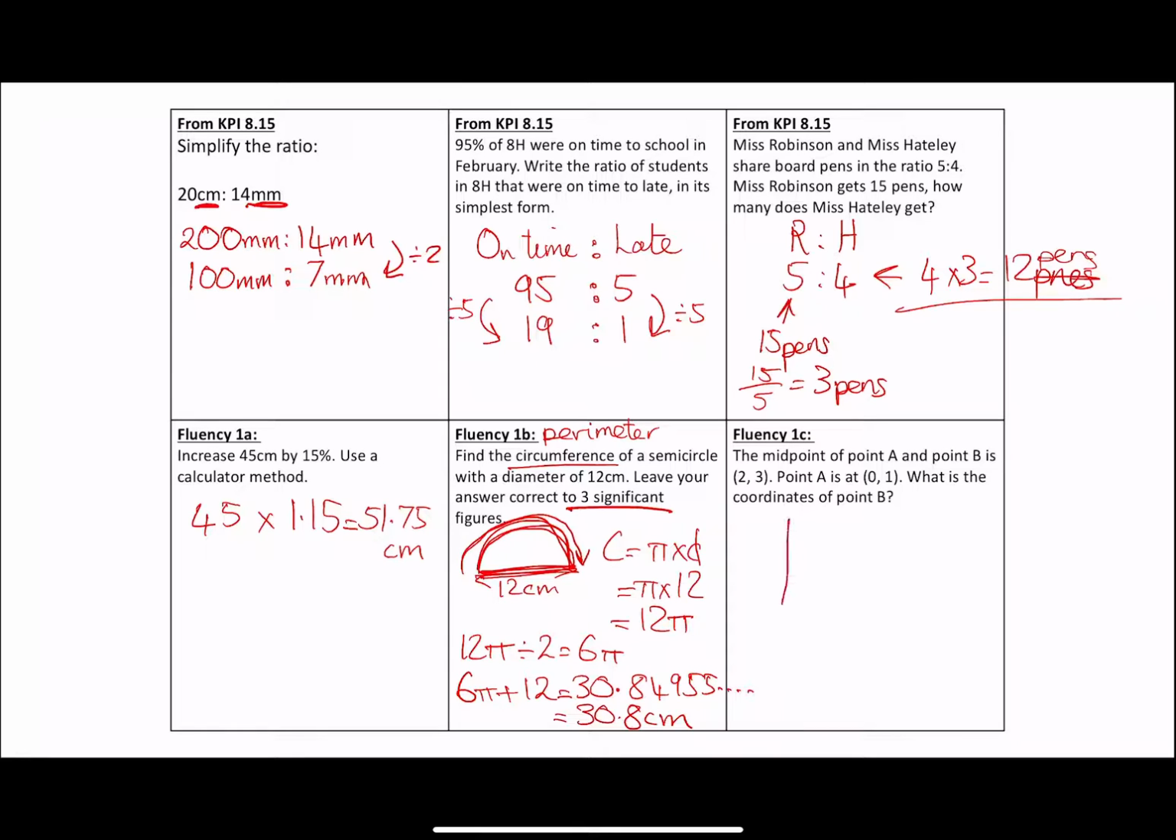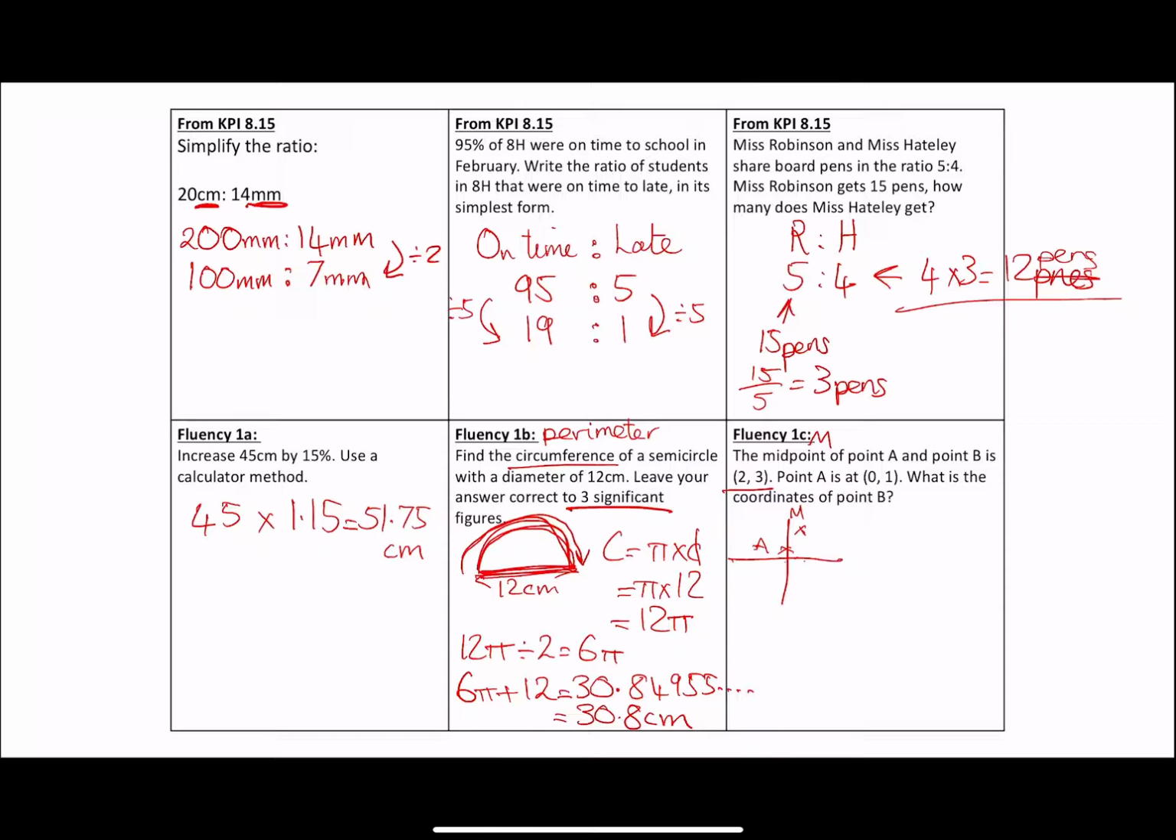Again, I would actually draw a little diagram here to help you visualize it. Sorry. The midpoint of point A and point B is at 2, 3. Point A is at 0, 1. So 0, 1, go along the corridor to 0, up the stairs to about 1. I'm going to say that's A there. Then I'm told the midpoint is at 2, 3. I'm going to call that midpoint M. So approximately along the corridor to 2, up the stairs to 3, I'm going to say that's M, my midpoint.